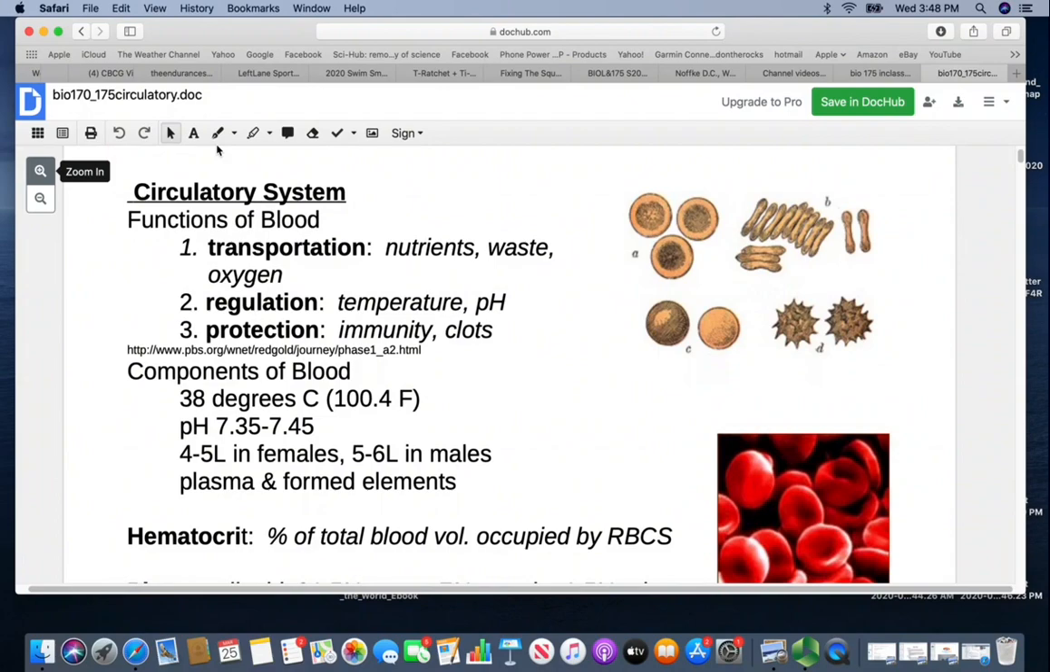So, functions of our blood. It's going to transport things: nutrients, waste, oxygen. It's going to help in regulation of temperature and pH, and then it will provide protection through immunity and clots.